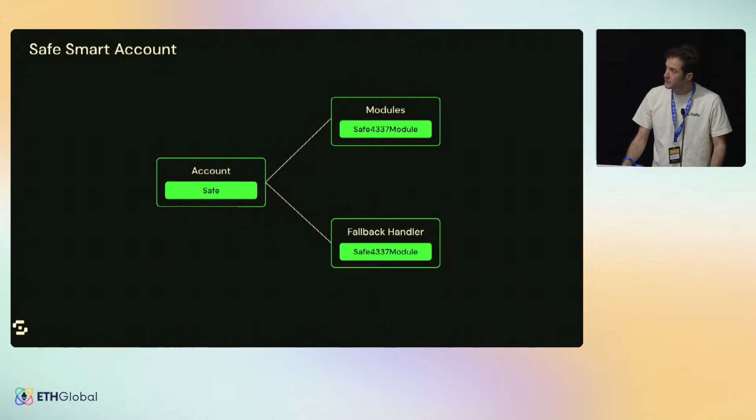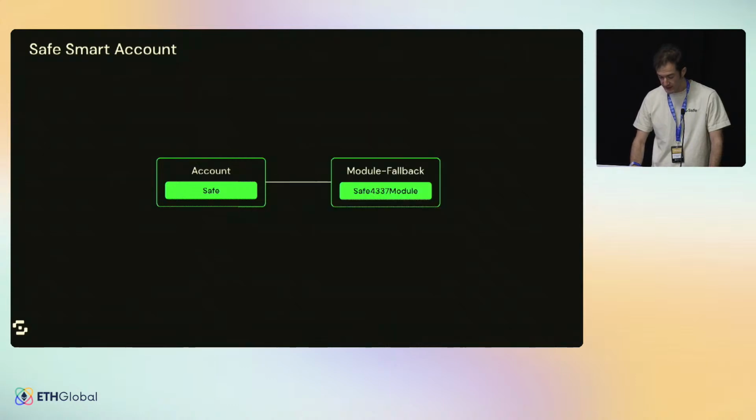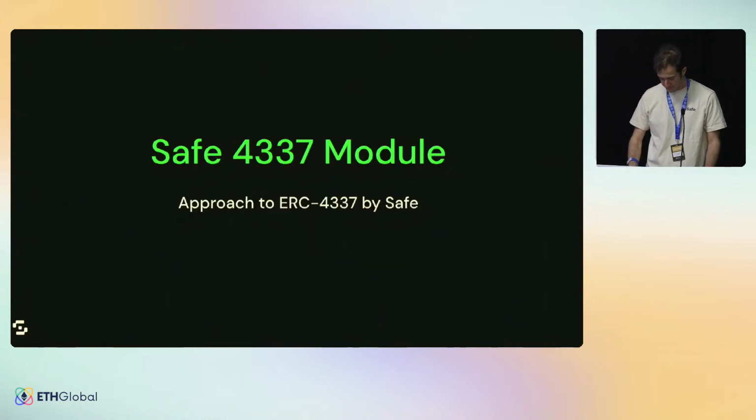Regarding the SAFE 4337 module, we need to enable it as a module and also as a fallback handler. The module will allow this module to execute SAFE transactions, and the fallback handler will allow it to receive some calls that are sent to the smart account. But just to clarify the difference between these two slides, it is just one module that is enabled with two different roles.